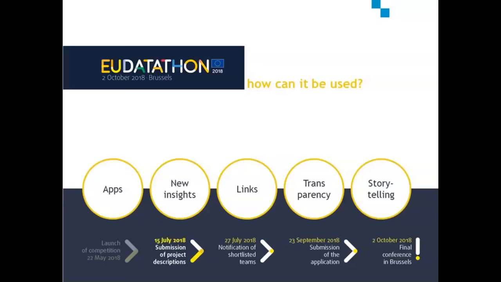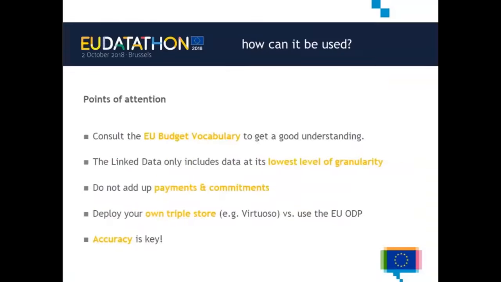Overall, anything that improves transparency or storytelling initiatives, I think these are some great ideas already of what you can do with this data. A few pointers when using the budget: it's very important to pay attention to these things. So first point of advice is to really consult the EU budget vocabulary file that you find on JoinUp. Again, the link will be shared with the presentation, to really understand the definitions of what you're working with, because misinterpreting or adding up wrong things can be quite bad in the context of financial data.